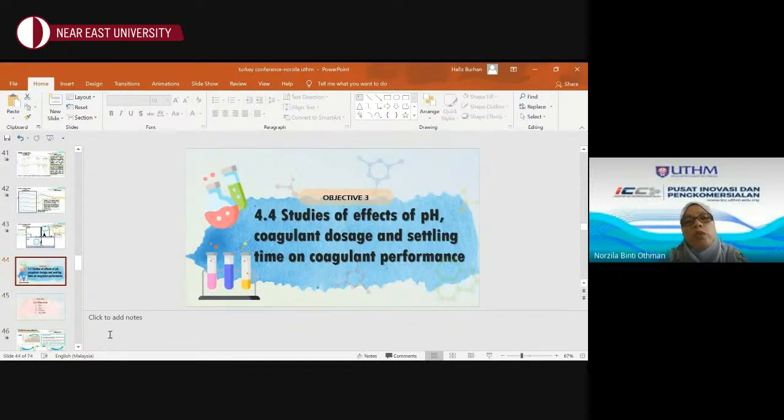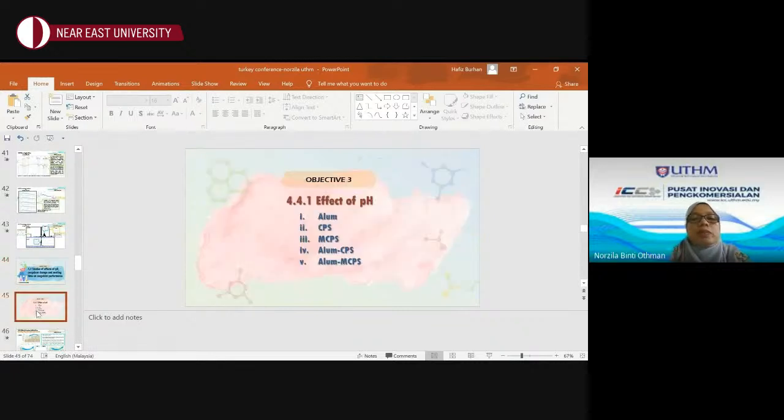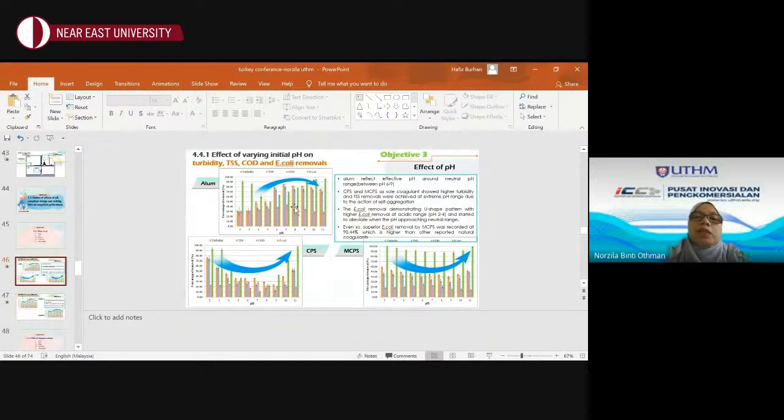Okay, now we go for objective 3, studies on the effect of pH, coagulant dosage, settling time, and coagulant performance. What is the effect of pH? By using LM, CPS, MCPS, LMCPS, and also LMMCPS. Look at the figure. LM is effective at pH around neutral, in the range of 6 to 9. CPS and MCPS as a sole coagulant showed higher turbidity and TSS removal achieved at extreme pH range due to the action of cell aggregation.